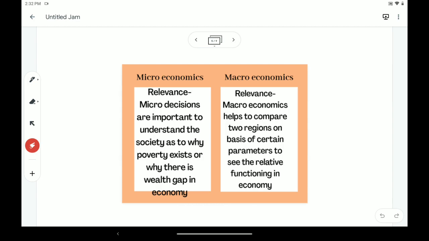Whereas macroeconomics helps to compare two regions on the basis of certain parameters to see the relative functioning of the economy. For example, we take a toy industry in Odisha and a toy industry in Delhi, and on the basis of certain parameters we compare which functions better. So if we take the turnover of the companies of these two industries, then we can answer the question in a better way. So macroeconomics helps to answer with this comparative approach, whereas in microeconomics we take the individual approach.